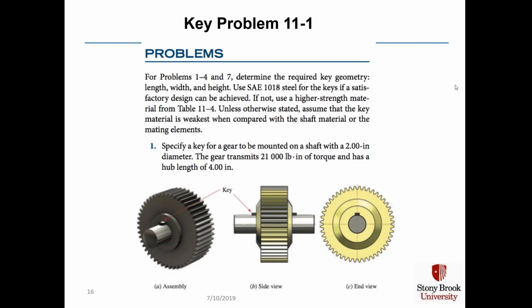For problems 1 to 4 and 7, determine the required key geometry, length, width, and height using SAE 1018 steel for the key. Specify a key for a gear to be mounted on a shaft with a 2-inch diameter. The gear transmits 21,000 pound-inches of torque and has a hub length of 4 inches. Here's our key. There is our shaft. There's our gear. And in this case, it's showing the key going all the way through and out the other side. The hub length is the distance from here, where my mouse is, to there, which is 4 inches.